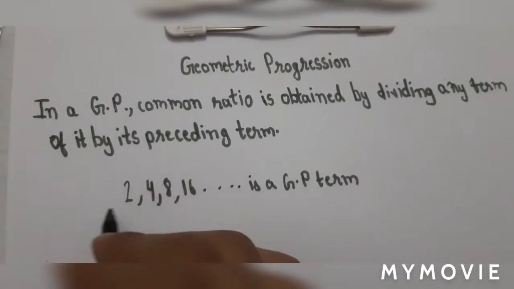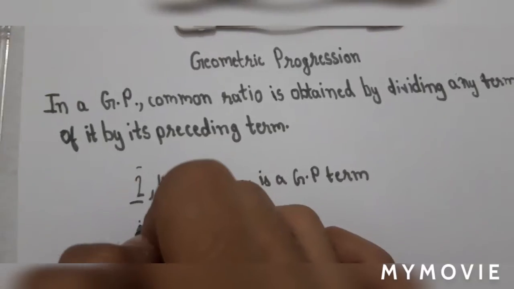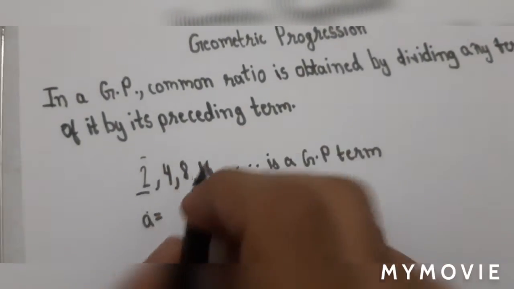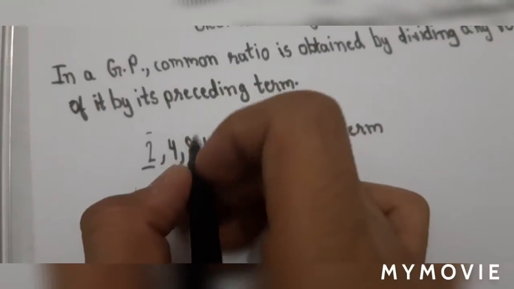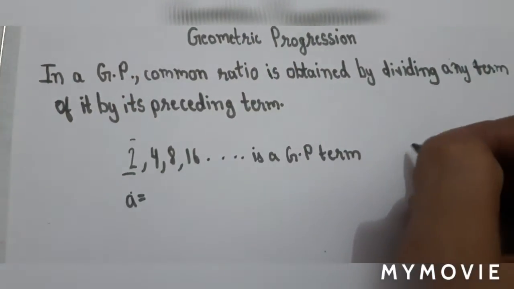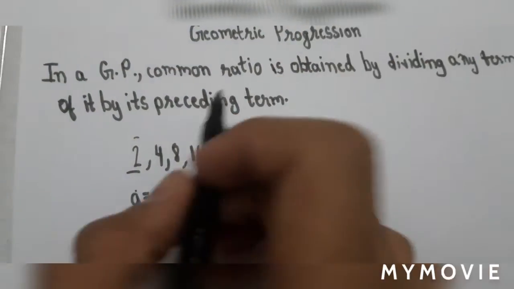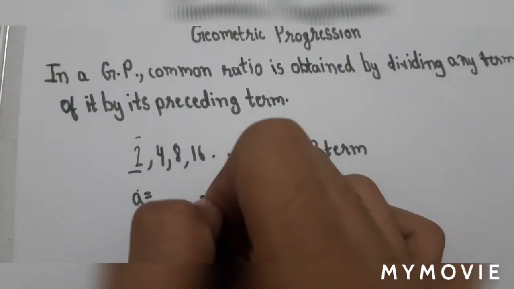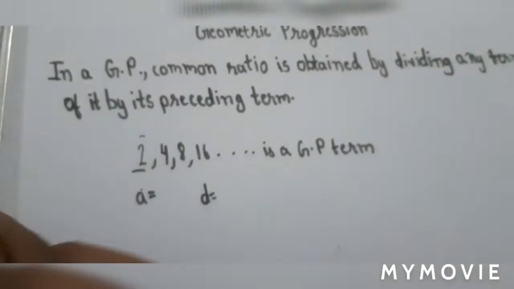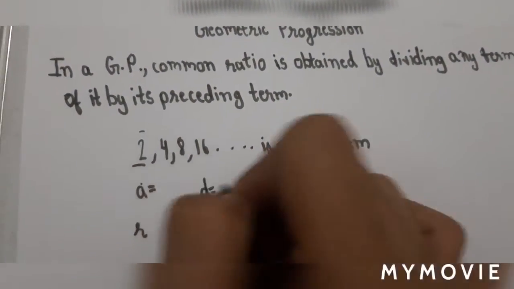In this, A is the first term, same as in AP. In AP we find the common difference; now in this we should find the common ratio. So in AP the common difference is denoted by D, and in GP the common ratio is denoted by R.